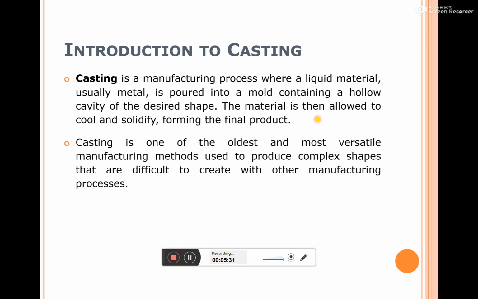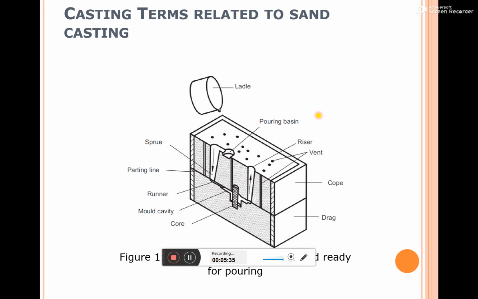This is the basic principle of the casting process. This is the picture where there are different types of casting processes. One of the very easiest and very economical processes is the sand casting process, where we are going to use sand to prepare the mold.